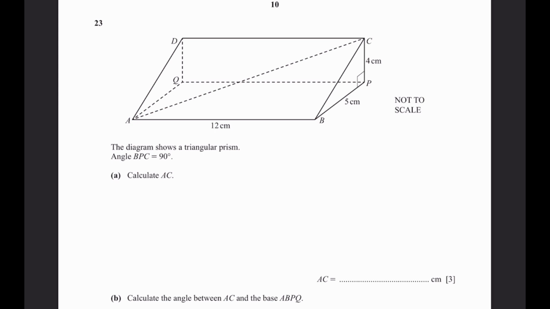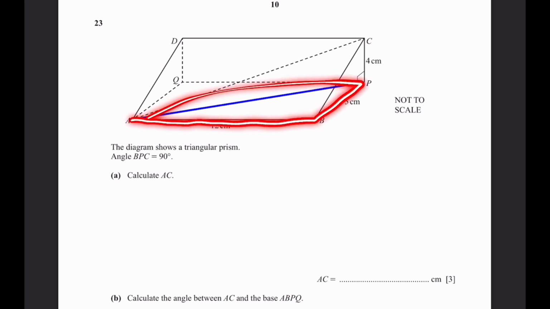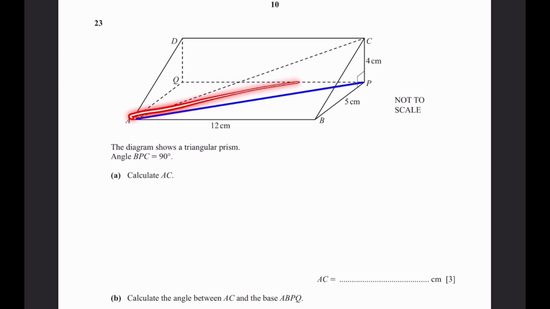Question 23. The diagram shows a triangular prism. A. Calculate AC, which is this length from one corner to this corner up here. We can use 3D Pythagoras for this one. Since we have a right angle triangle here, ABP, and we have a right angle triangle APC, you can find this length and use that length to find the length of AC.